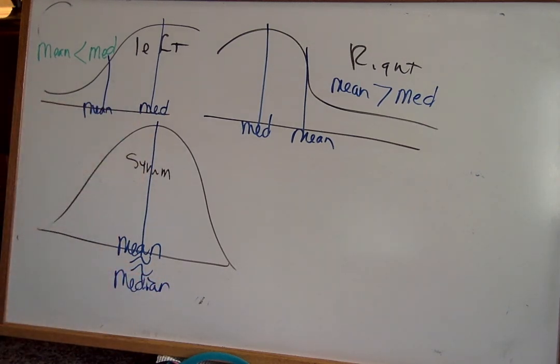And these are important because sometimes we'll read in the newspaper and they'll tell us the mean and median, but they don't show us a graph, right? But knowing what the mean and median are, we can then take a guess as to what the graph looks like. So sometimes we'll use this in the opposite direction.